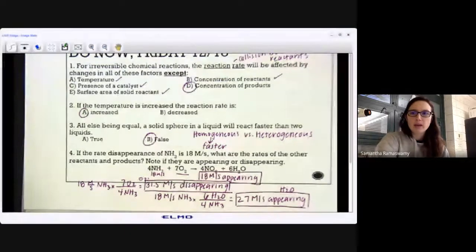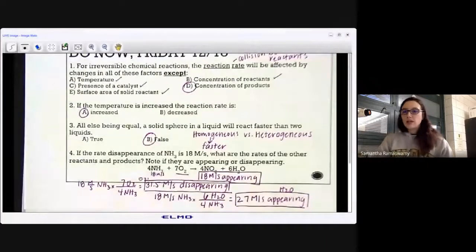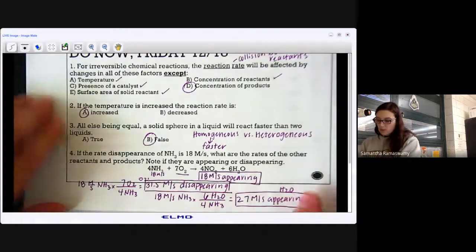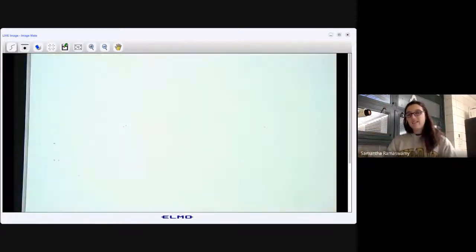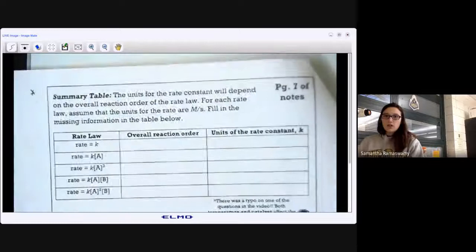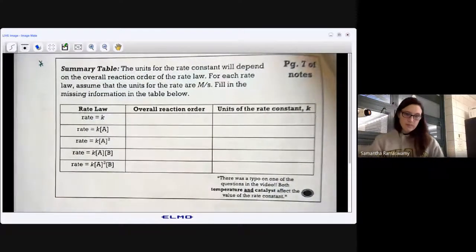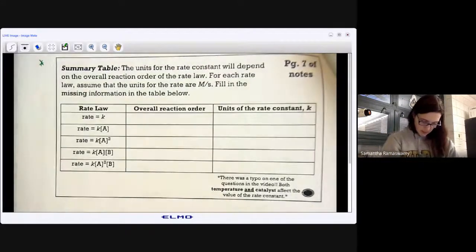So as we are getting into kinetics today, we will be going through some examples in the notes. We'll be doing additional things in the notes as well, which is why I said you want to make sure that you have them ready to go. So as we start off class today, we're actually going to go into page 7 of the notes. So in page 7 of the notes, you have this summary table. So if you flip in your notes to page 7, you have this summary table.